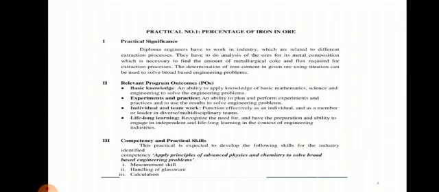What is the meaning of that? If the ore sample contains a higher percentage of metal, then we are going to perform the extraction. If it contains only 1-2 percent of iron, it is really difficult to remove the impurities from the ore and get a pure metal.